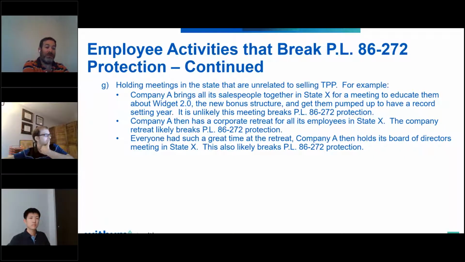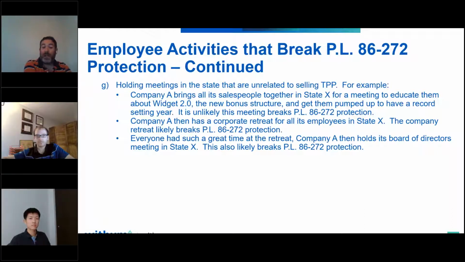So again, we talked about how you can have meetings in a state to pump up your sales force and get your salespeople motivated. You can train them on how to make sales more effectively, train them on salesmanship. But as soon as you have meetings in a state that are unrelated to the sale of tangible personal property, that will end your 86272 protection. So, we have a quick example where company A brings all their salespeople together in state X for a meeting to educate them about widget 2.0, the new bonus structure, and get them all pumped up.